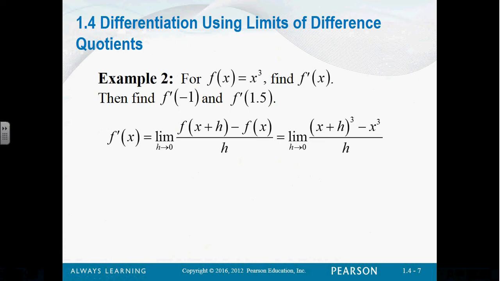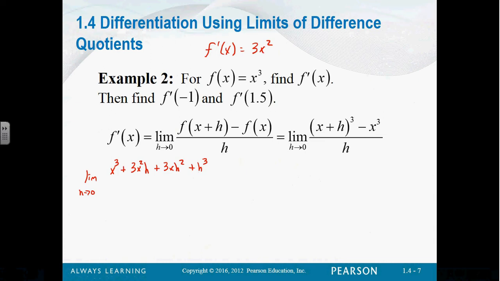So now I have x cubed. A little more challenging because it's a cube. What's the derivative of x cubed? So I know f prime is just 3x squared, so we'll use that to check our answer. So when we plug in x plus h into x cubed, we get x plus h cubed minus f of x, which is x cubed, over h. So x plus h cubed is going to give us x cubed plus 3x squared h plus 3xh squared plus h cubed.